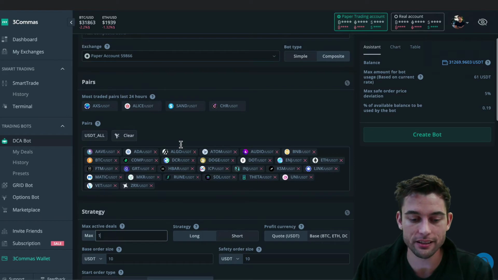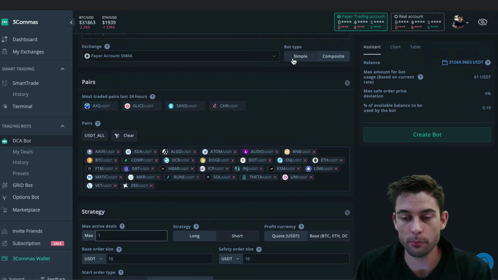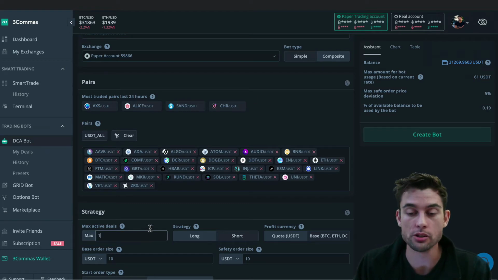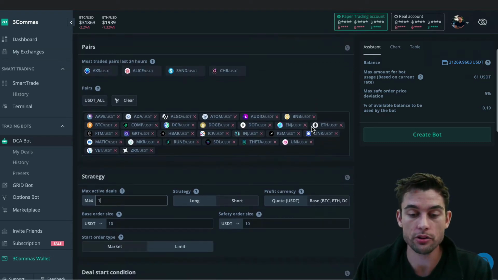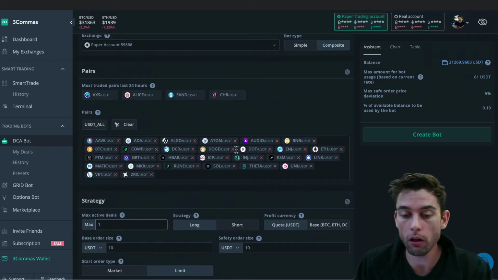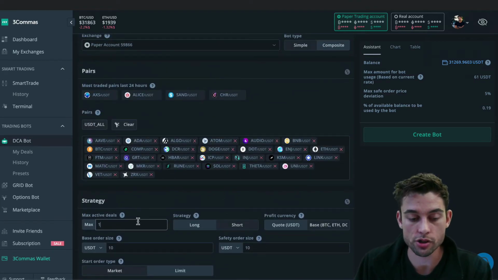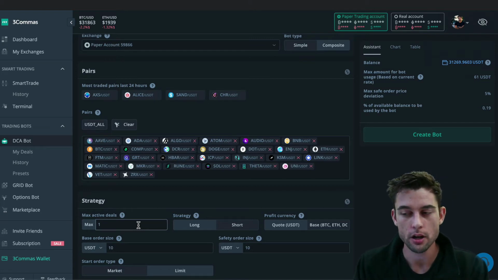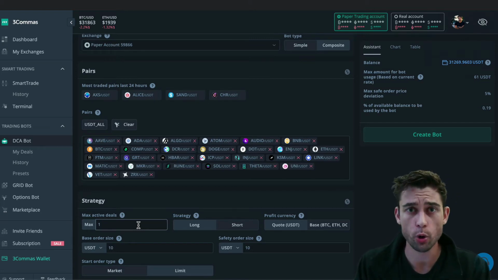And this is basically the same thing that happens with a simple bot. With a simple bot, your max amount of deals is always one, because you can only choose one cryptocurrency for a simple bot. But with a composite bot, now you could have the parameters that your bot is set to scan all of these different cryptocurrencies, and you could choose how many max active deals will be open at the same time. And so something to know is that the cryptocurrency market really is super correlated.